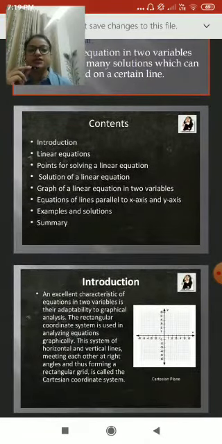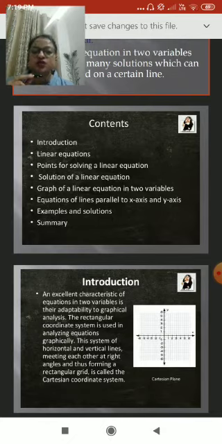In this chapter we are going to study the introduction to linear equations, the solution of linear equations, how we solve the equations for x and y, the graph of a linear equation in two variables, equations of lines parallel to the x-axis and y-axis, and some examples and the summary.